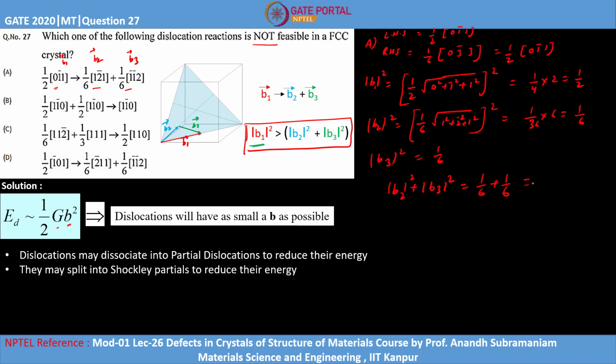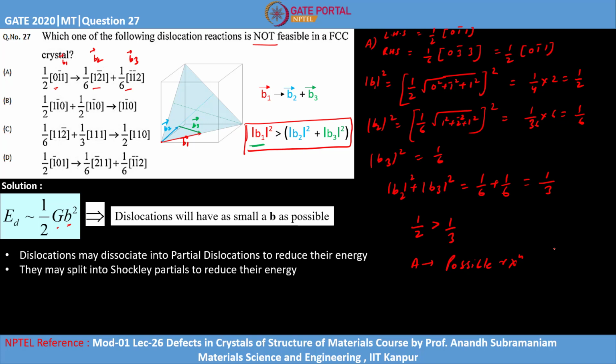So simply it will be equal to 1 upon 3. So now you can easily see 1 upon 2 is greater than 1 upon 3, which means by splitting we are reducing the energy of dislocation. So option A is feasible, right? Possible reaction, right? So option A is true.